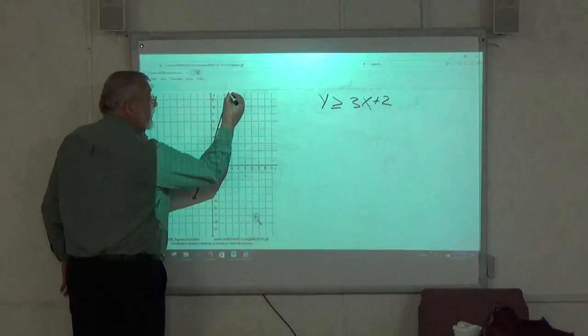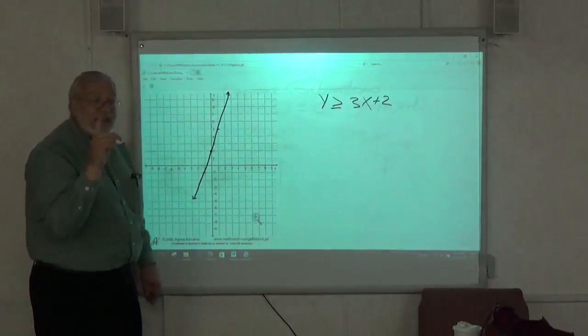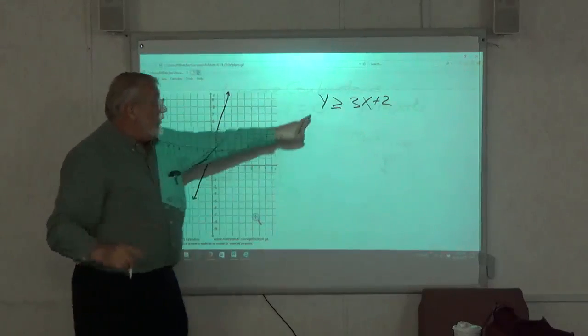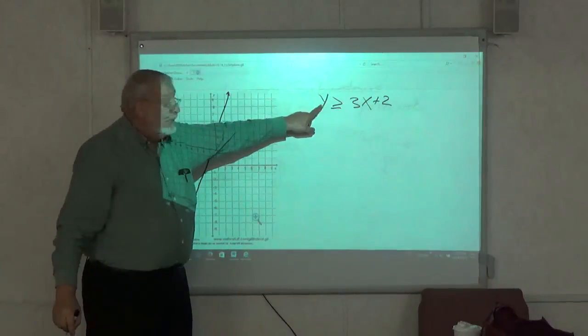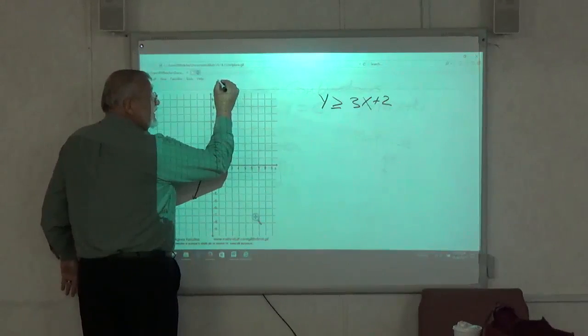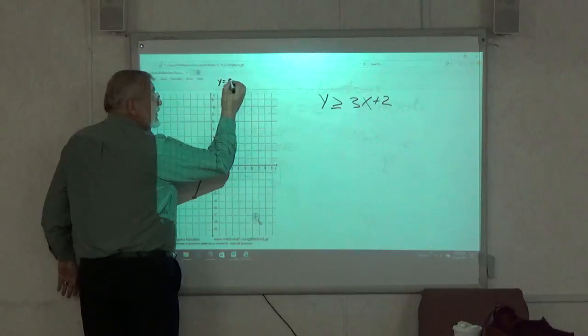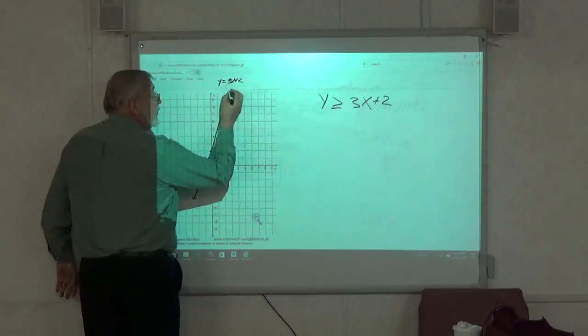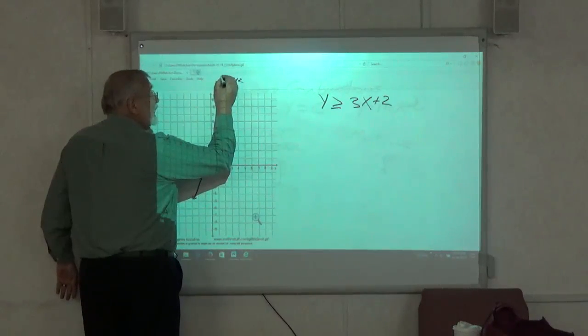All right, now, that's the first thing. That's the equal part. Now, what does this say? Y is greater than. That means I'm going to be above. So this is y equals 3x plus 2, and I need to be above it.